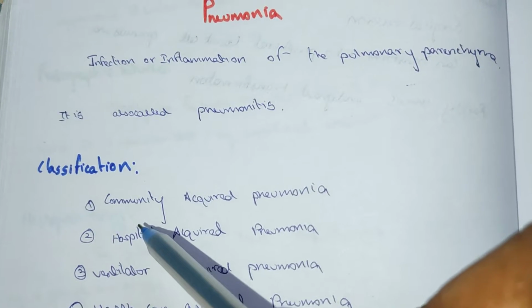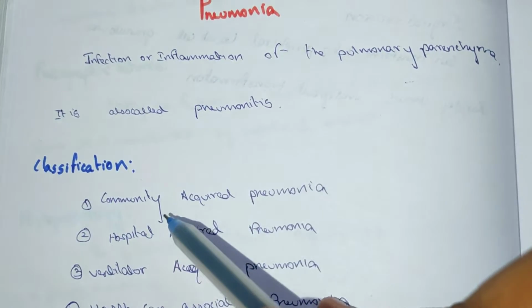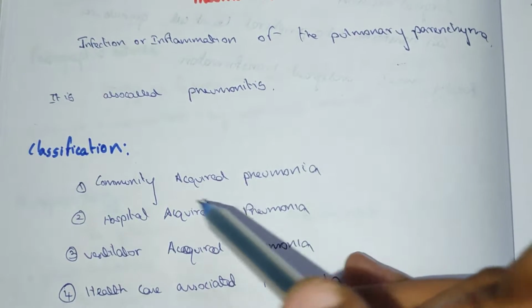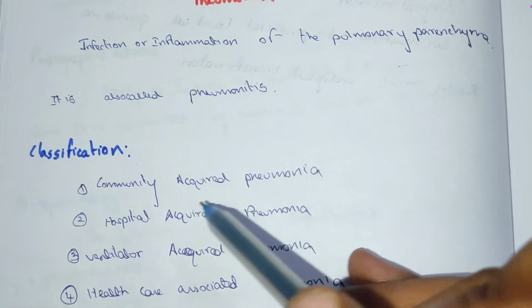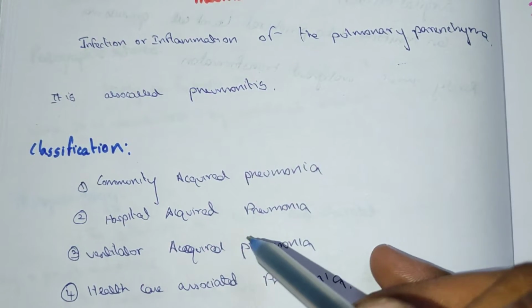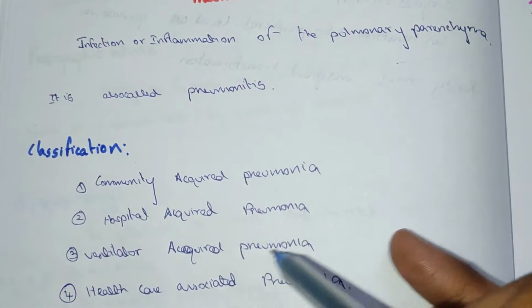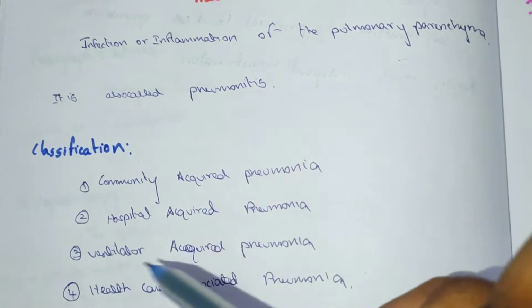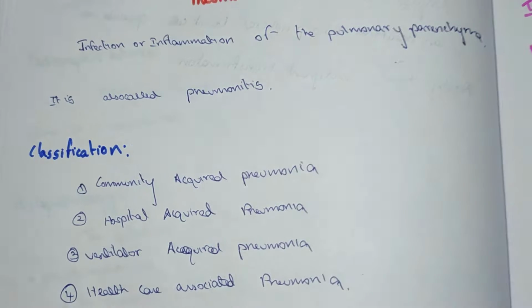Now we will see about the classification of pneumonia. There are four types of classification: community acquired pneumonia, hospital acquired pneumonia, ventilator acquired pneumonia, and health care associated pneumonia. These are the four types of pneumonia.